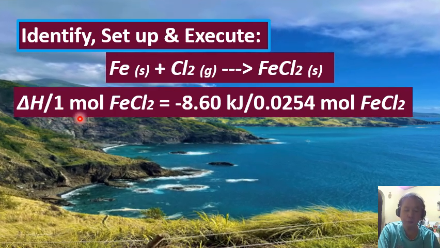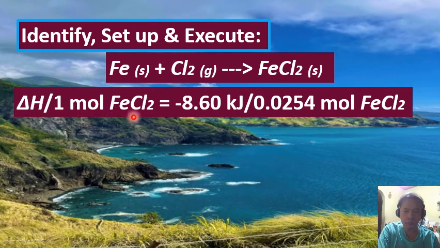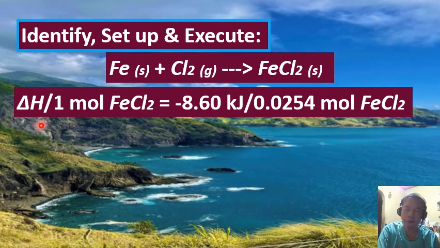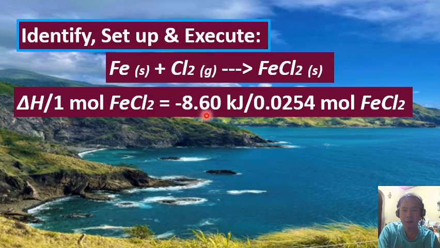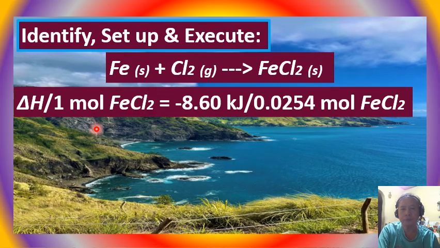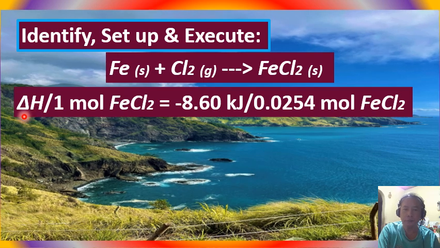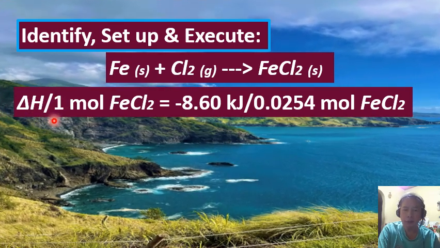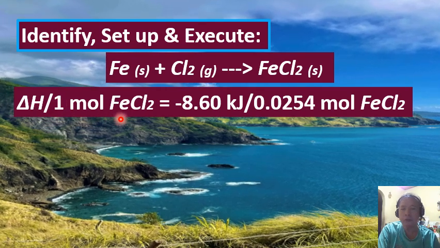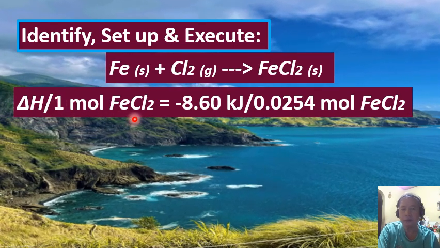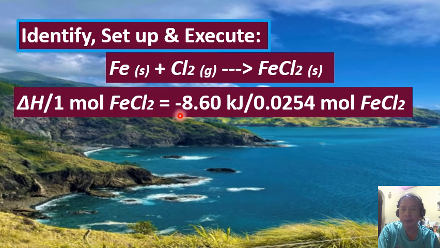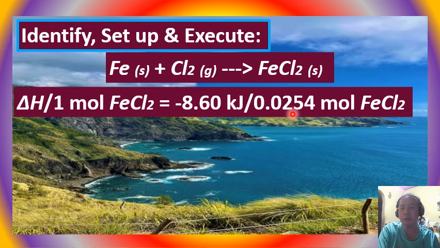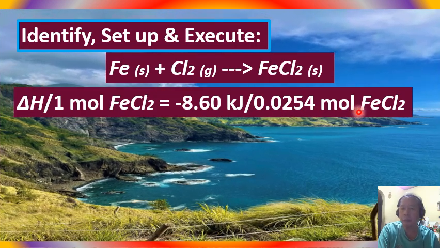Using ratio and proportion, we can determine the enthalpy change, which is our target variable, delta H over 1 mole of ferrous chloride, equal to negative 8.60 kilojoules over 0.0254 moles of ferrous chloride.